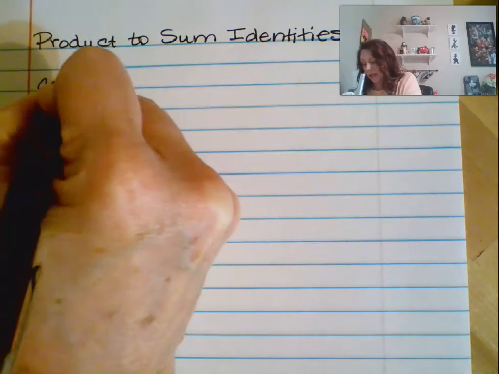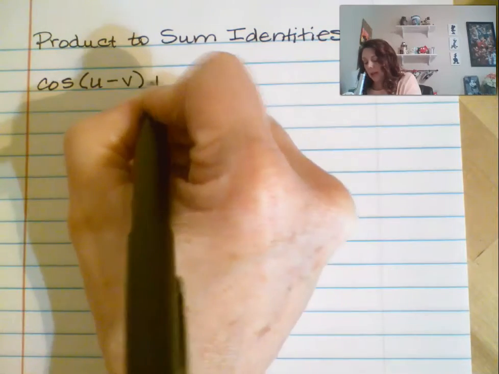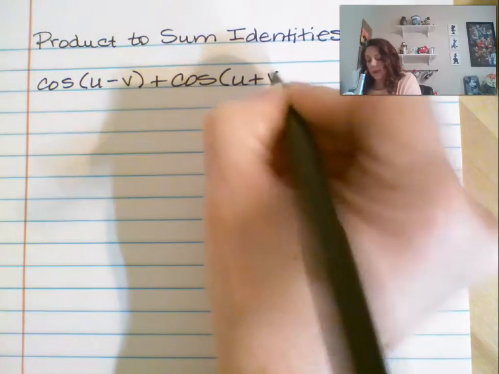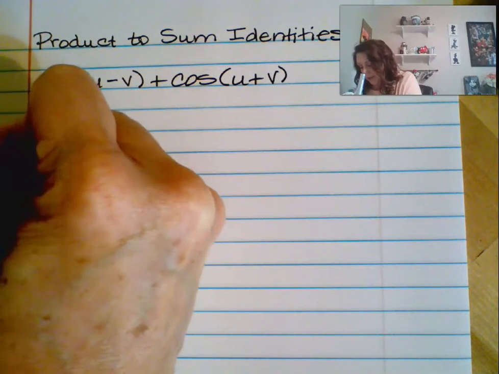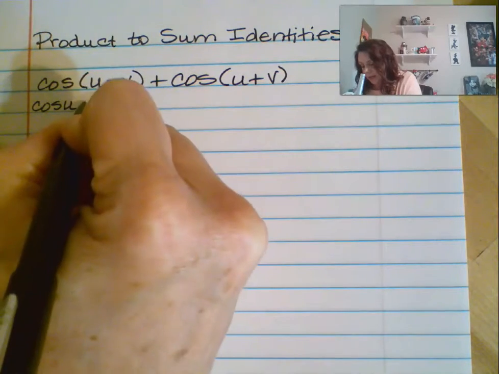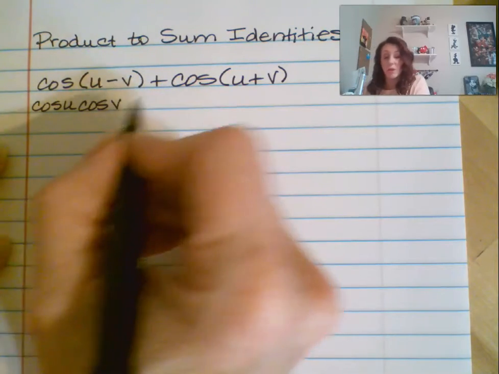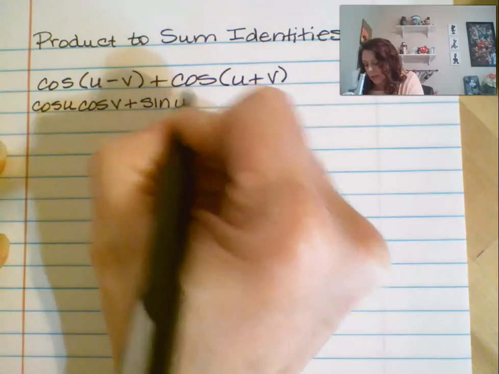So what we're going to start off with today is the quantity cosine of u minus v plus the cosine of u plus v. And we're going to expand both of those using the cosine difference and cosine sum formulas. So with that in mind, this cosine difference becomes the cosine of u times the cosine of v. Remember, with the cosine difference, you change it to a sum when expanding it, plus the sine of u times the sine of v.